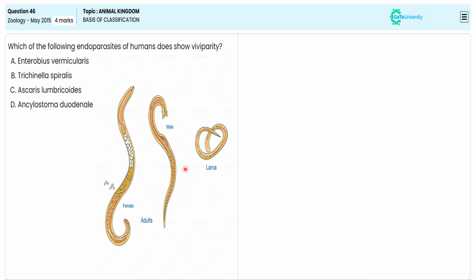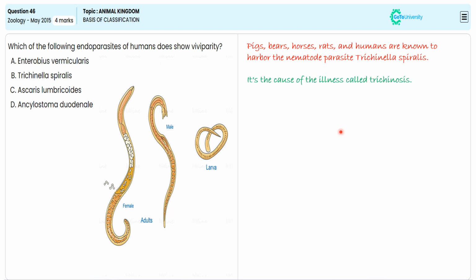What are the points we discussed with this pictorial representation? We are giving a sentence-wise narration so that we can get better clarity. Pig, bear, horses, rat and human are known to harbor the nematode parasite Trichinella spiralis. It is the cause of the illness called trichinosis. In humans, the front side of the body is thinner than the back side.